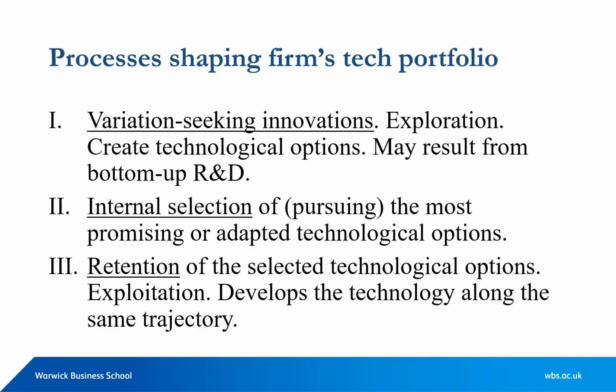Three processes, variation, selection, and retention, shape the technological scope of a firm. Resourceful firms invest in variation-seeking innovations. They purposefully support distant search, create technological options under uncertainty, and allow inventors to conduct bottom-up R&D. The next stage is internal selection of technological options. The firm decides which of these are promising or adapted in the industry and should be further developed and commercialized.